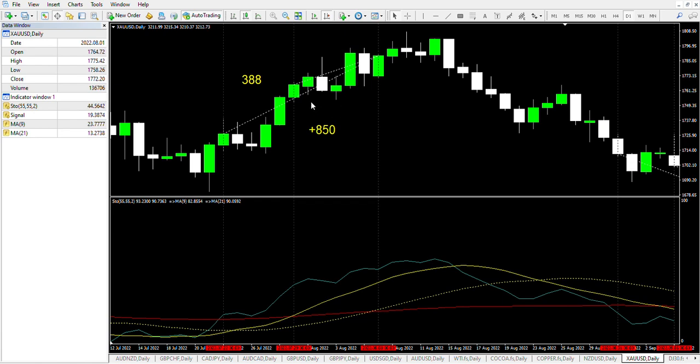So what I've done here is this 38 pips, is I've taken it as a single trade. So when the blue line crossed the red, I opened a trade, and when the 9 crossed, I closed it, and that gave me 38 pips. So this 850 is when the blue line crossed the red, I opened this trade. When the 9 crossed the red, I opened this trade, and when the 21 crossed the red, I closed both trades. So I got a plus 850.